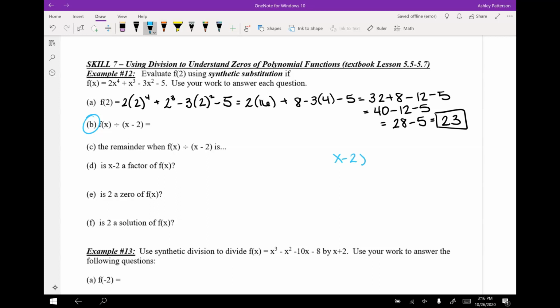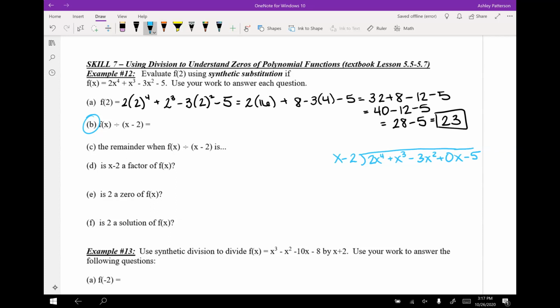So x minus 2 is going to divide into 2x to the 4th plus x cubed minus 3x squared minus 5. We don't need any placeholders because it goes... we do, because we're missing that linear factor. Whew, good thing we caught that, right? 0x and then minus 5. You always, always, always have to ask yourself if you need a placeholder.